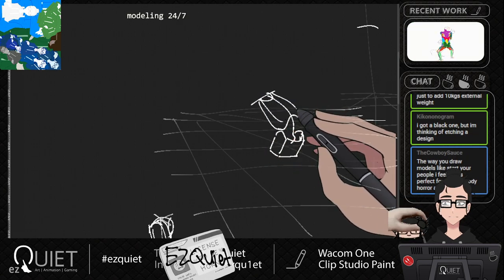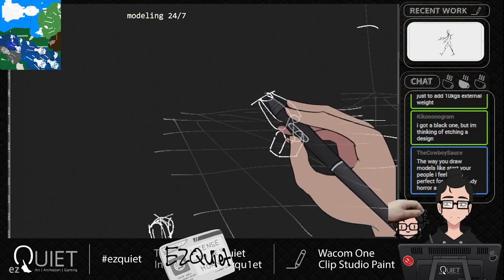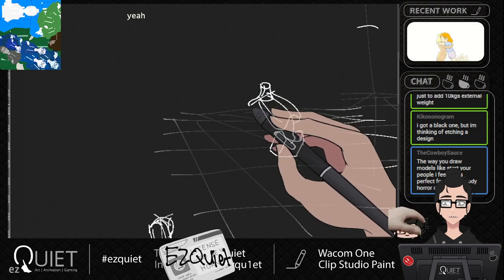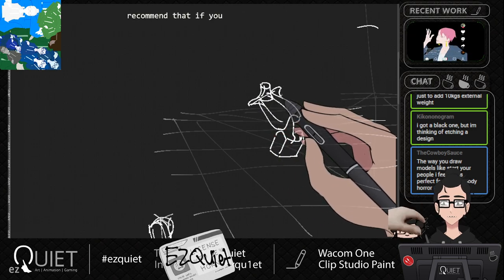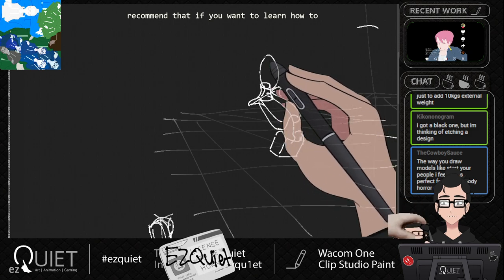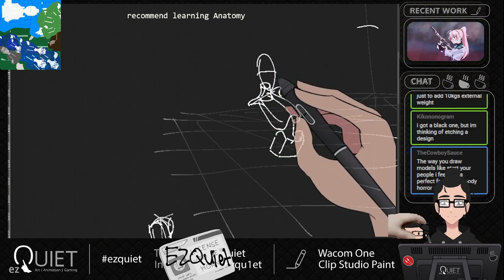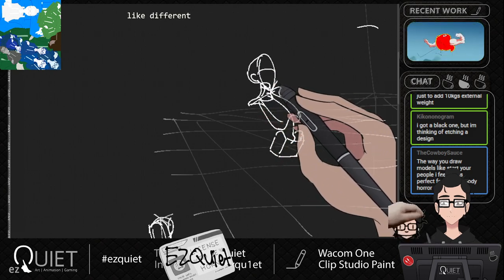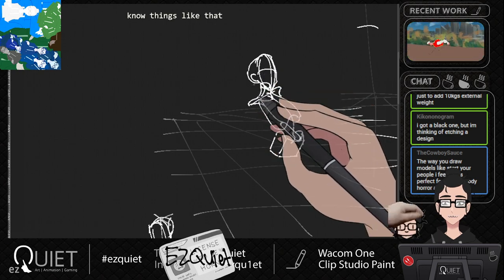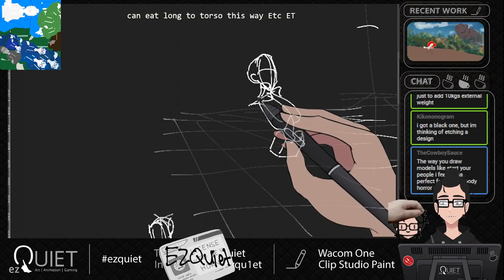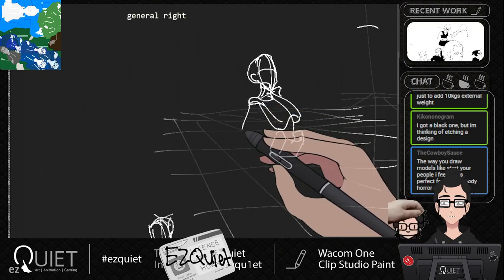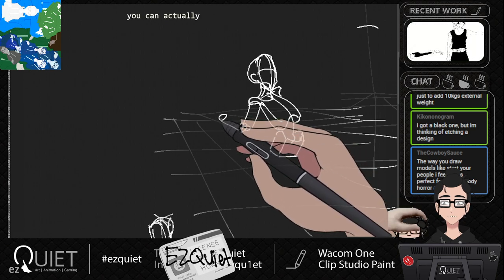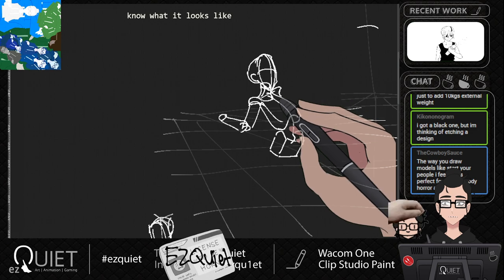Models like that, I feel like, are perfect for making body horror and things. That's like the thing, right? They actually recommend that. If you want to learn how to draw creepy monsters and stuff, they recommend learning anatomy, because it makes it easier to be inventive when you know the different body parts you can mess up. You can elongate the torso this way, etc. They recommend this in character design in general. It makes your inventiveness go up because you can model that stuff since you know what it looks like, but you're making it look weird.